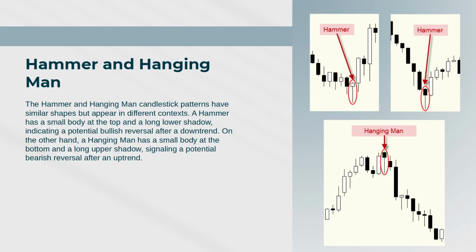Hammer and Hanging Man. The hammer and hanging man candlestick patterns have similar shapes but appear in different contexts. A hammer has a small body at the top and a long lower shadow, indicating a potential bullish reversal after a downtrend. On the other hand, a hanging man has a small body at the bottom and a long upper shadow, signaling a potential bearish reversal after an uptrend.